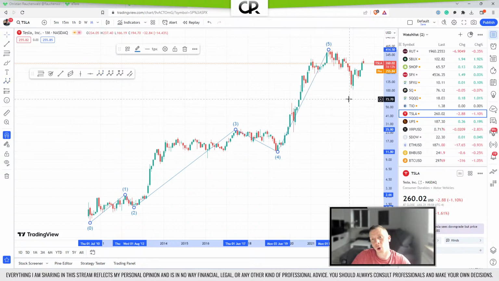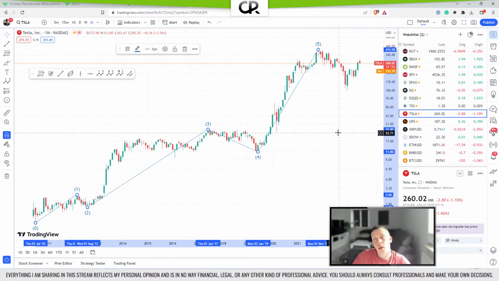And then again, very often the corrective wave 2 will correct into the area or territory of wave 4. Now that's a huge dump of Tesla, of course, and I've been saying it for a while, but we'll see if we get there. So I'm not always right, so nobody's always right, but we'll see if we get there.